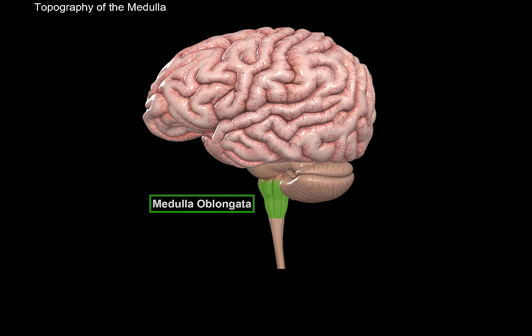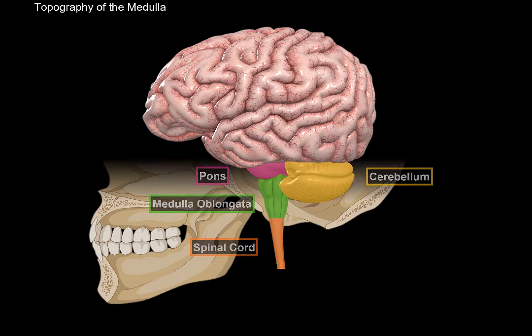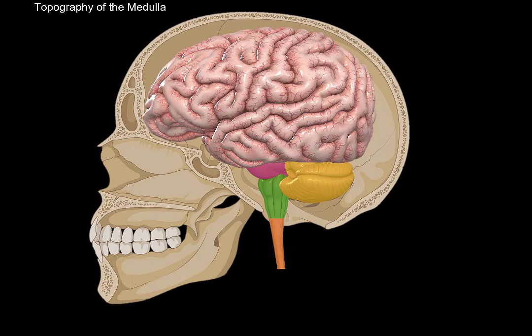Alright, so we can start by replacing this picture with a more realistic one. The medulla is here, lying above the spinal cord and below the pons. The medulla also connects with the cerebellum, so you will find the cerebellum behind the superior part of the medulla oblongata. And all of these structures lie within our cranial cavity, within the skull.